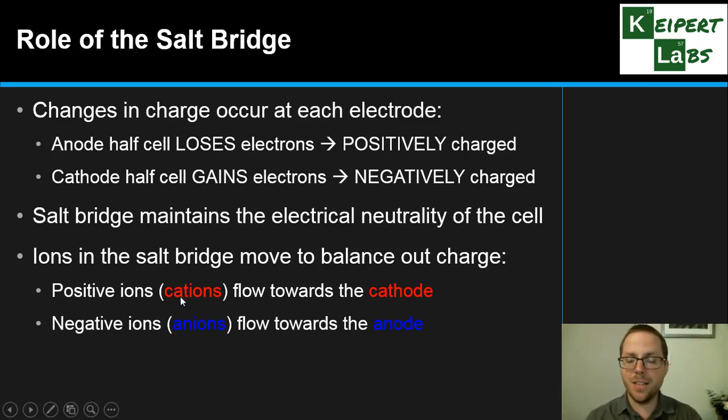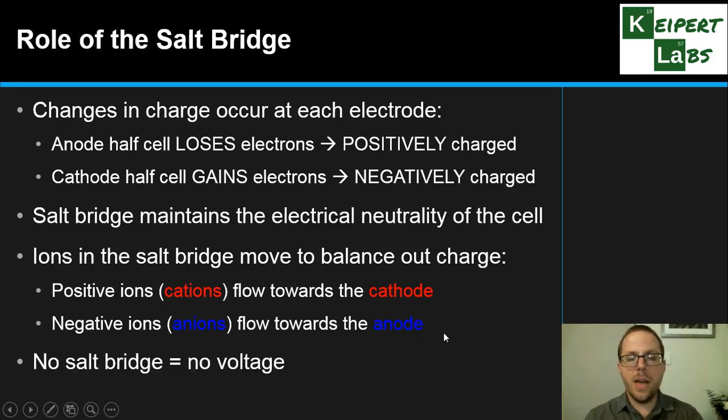The positive ions or cations flow towards the cathode. The negative ions or anions flow towards the anode. This is actually where these names of cations and anions stem from, the direction in which they're going to flow in a galvanic cell. So cations towards the cathode, anions towards the anode. Now, if there's no salt bridge, there will be no voltage. There will be no flow of electrical energy because of this buildup of charge.